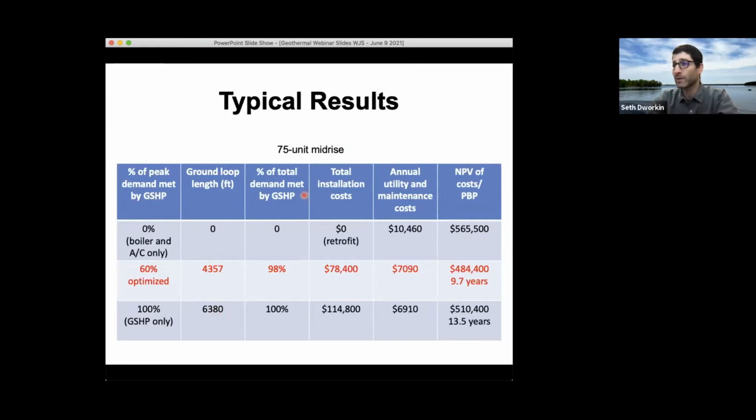Here's another example. This was a 75-unit residential mid-rise where, again, the optimized point was at 60%, and we calculated that it met 98% of the total energy demand. So if you go from 60% to 100%, you increase the ground loop length, it's a negligible amount of energy. It's only 2% more energy supply that you're meeting. And it brings down the payback period from 13 and a half years if you went 100% geothermal, down about 4 years to 9.7 years. So that's really key. There's also financial risk mitigation built in there as well.